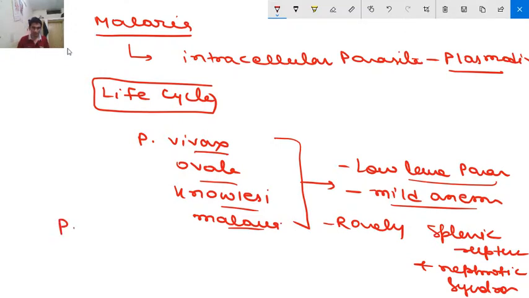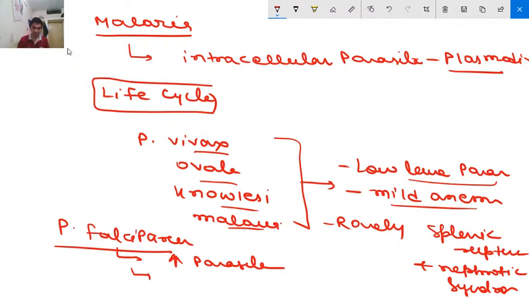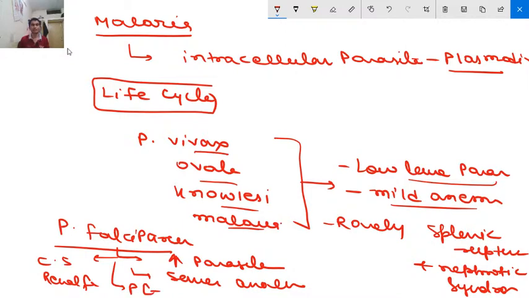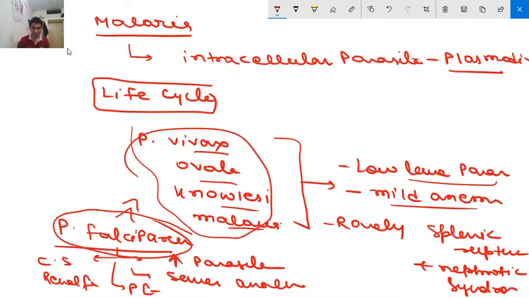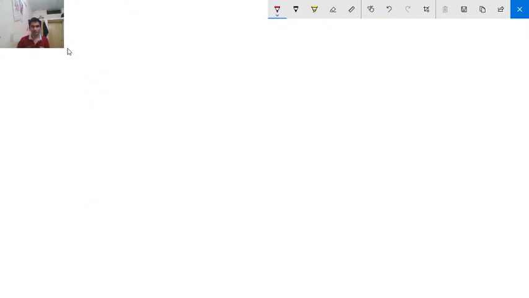Whereas Plasmodium falciparum can cause a high level of parasitemia. It can cause severe anemia. It also has cerebral symptoms. It can cause renal failure, and it also causes pulmonary edema. So these are the characteristics associated with Plasmodium falciparum. It is more potent and more virulent than all these other protozoans. Clear? Now starting with Plasmodium falciparum.